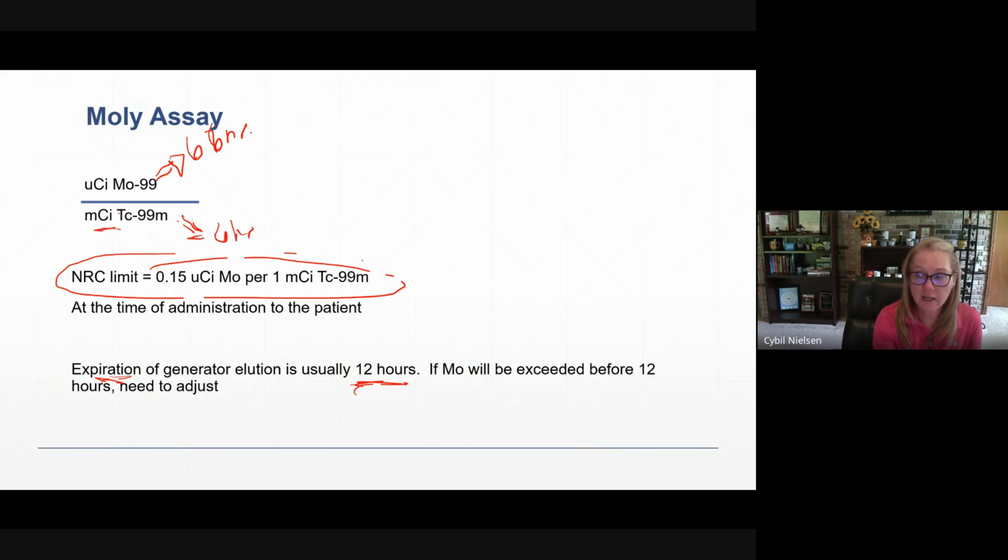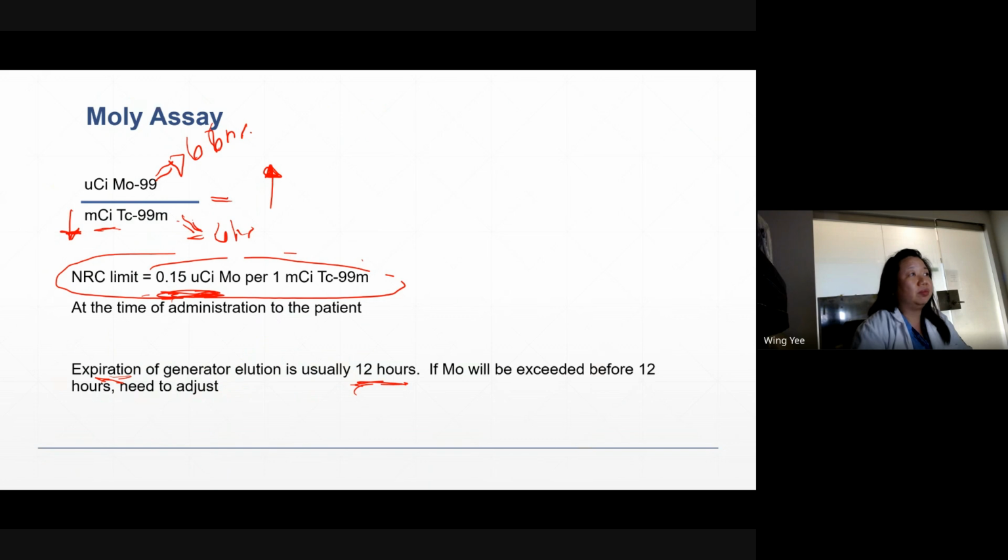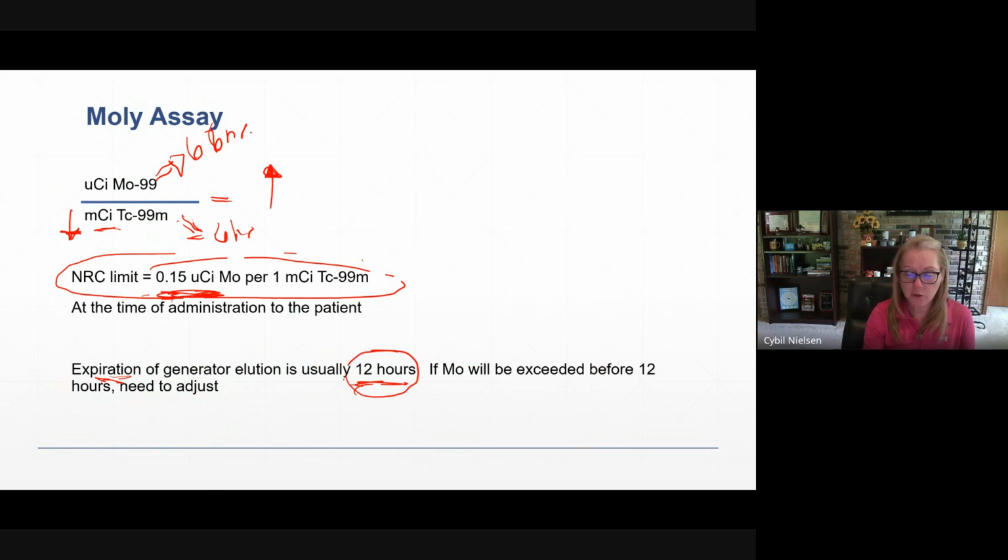So we're going to lose our technetium a lot faster than we're going to lose our molybdenum. That means the denominator is going to go down. And if the denominator goes down, our ratio goes up. So over time, whatever this ratio is, it's going to continue to increase. And at some point, it's going to reach 0.15. And when it does, it expires. If it never reaches 0.15, then the expiration is 12 hours. So it's whatever comes first.